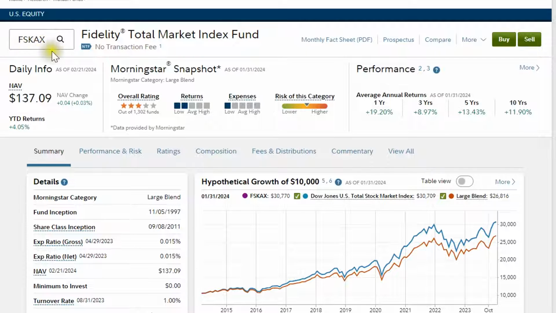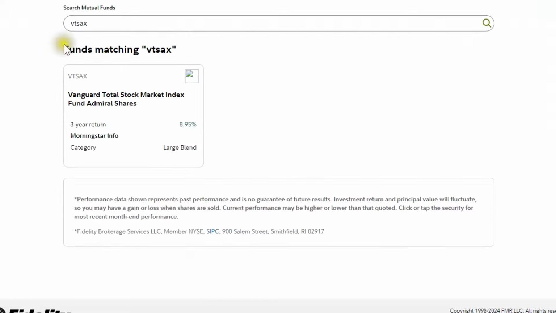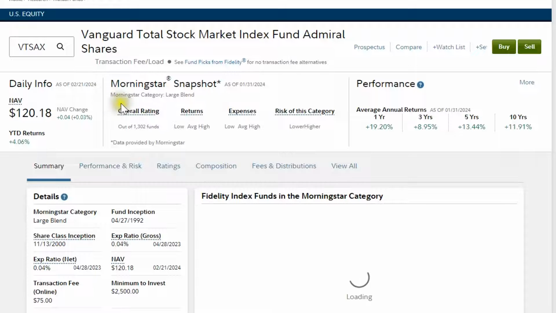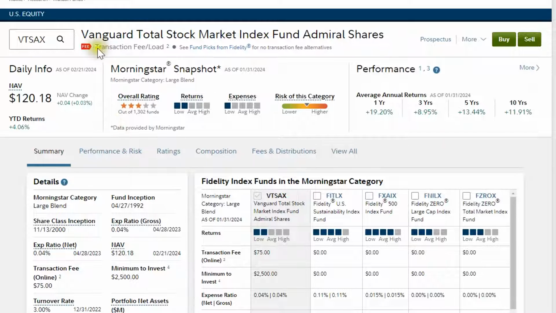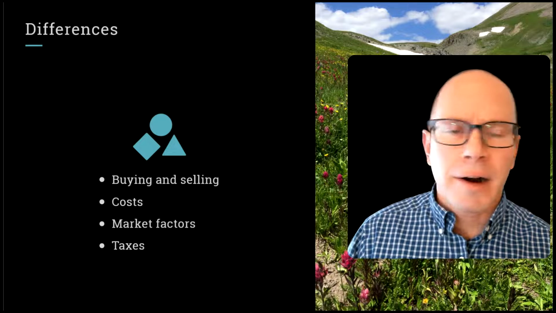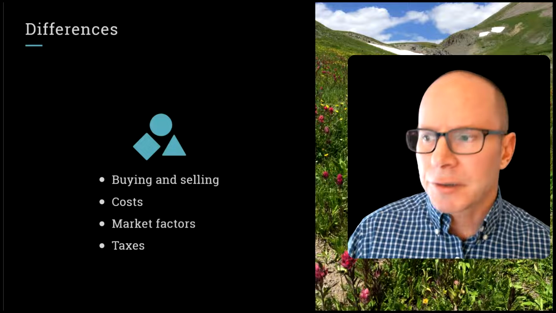We've also got the Fidelity website here, and looking at the Fidelity Total Market Index Fund, that's going to be very similar to the other two. You see that it's got a pretty low expense ratio as well. But if we type in VTSAX, and let's say you wanted to trade that over at Fidelity, you might have noticed it said no transaction fee on the previous page with the Fidelity fund, but now you see that if you trade a Vanguard fund over at Fidelity, they are going to charge you a modest transaction fee.